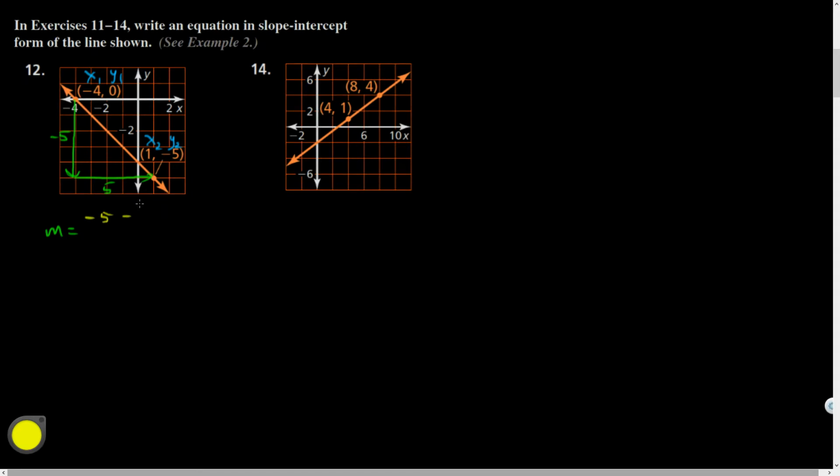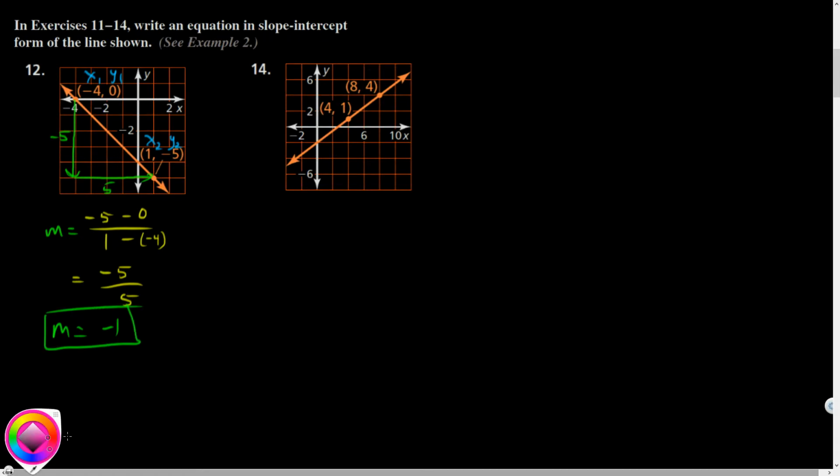y2 minus y1 over x2 minus x1. Oh, double negative, look out. So that's going to equal negative 5 over 1 minus a negative 4, which is the same as plus 4, right, Jacob? You're writing this down? That's the same as 5. Negative 5 over 5, I already said, that reduces to just plain old negative 1. So I found my slope.